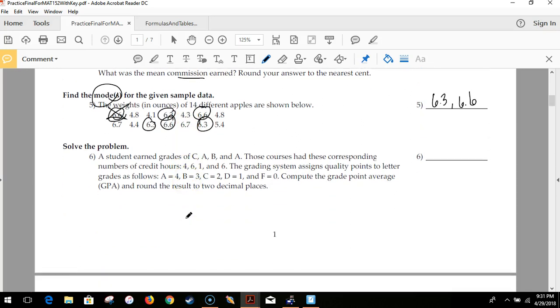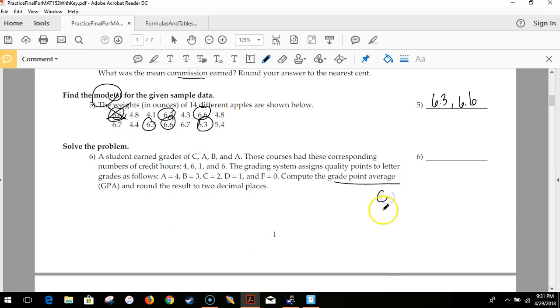Number 6, a student earns a C, a B, and an A. The corresponding credit hours are 4, 6, 1, and 6, and you're on a 4-point scale. So every A you earn gets you 4 quality points, a B is 3, C is 2, D is 1, F is a 0. Find your GPA.